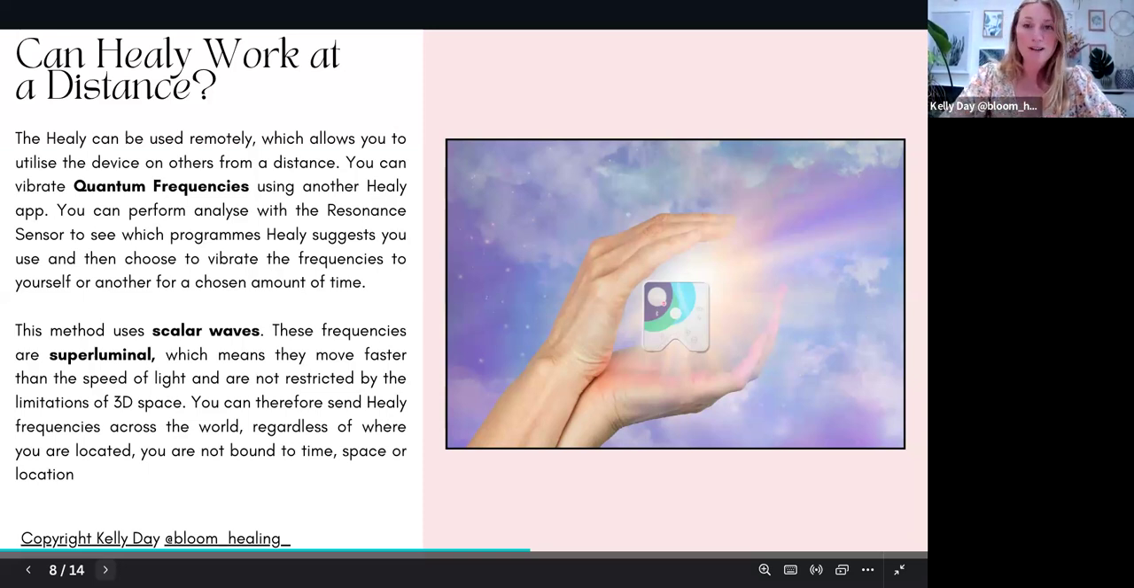There are many, many possibilities. This method uses a frequency wave called scalar waves, and these types of frequencies are superluminal, which means that they move faster than the speed of light, and they are not restricted by the limitations of 3D space.